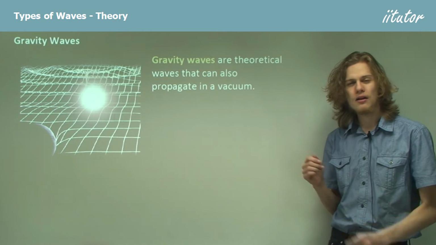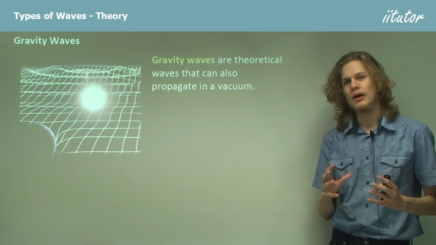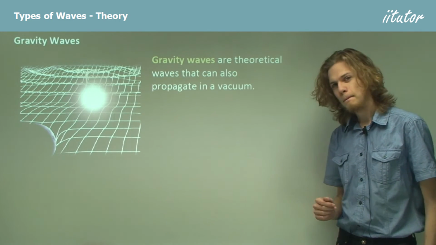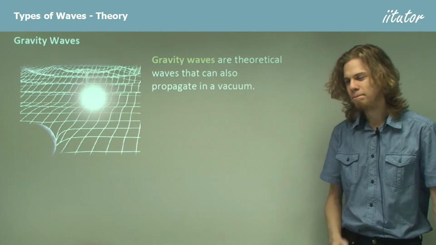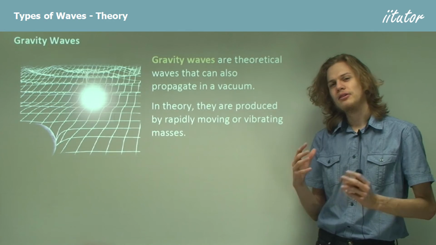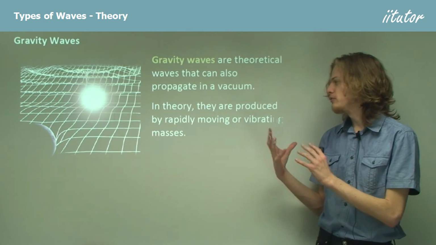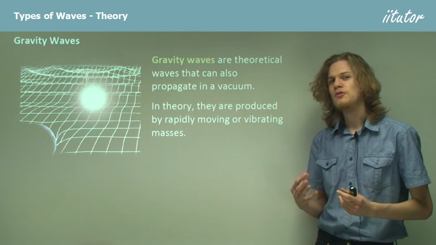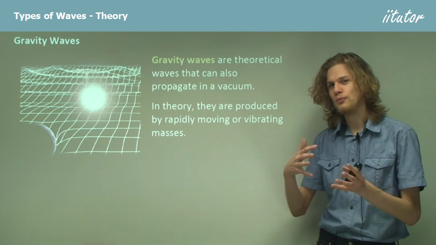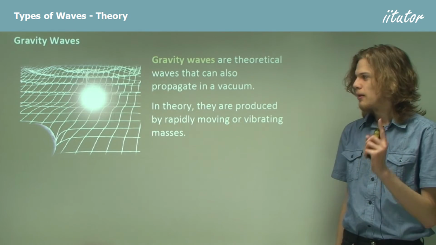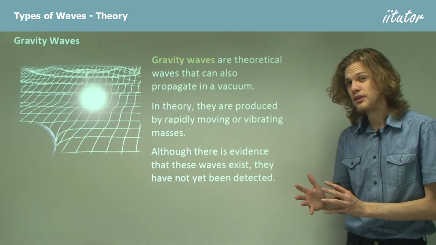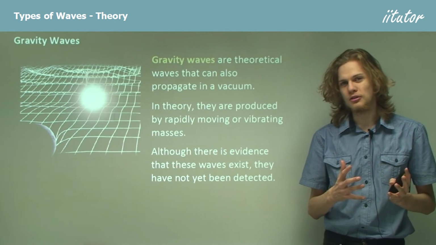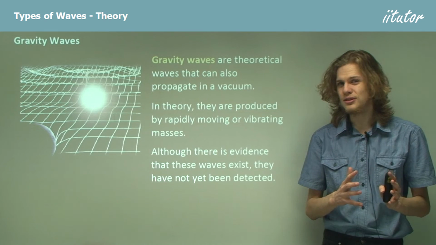Another form of wave that can, in theory, propagate through a vacuum is a gravity wave. There is one small problem with this though. We haven't discovered them. In theory, gravity waves are produced by rapidly moving or vibrating masses. This would cause a gravity wave to travel through space without a medium. The problem is, although we've detected that they probably should exist, we've never yet observed one, so we can't say for sure that they do exist.